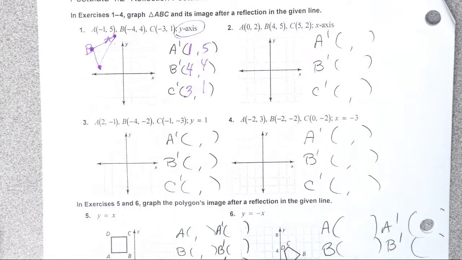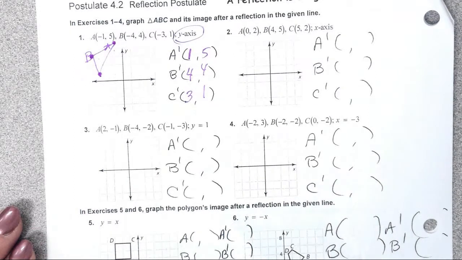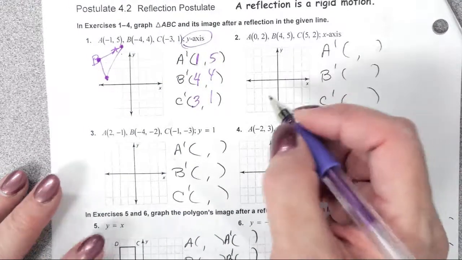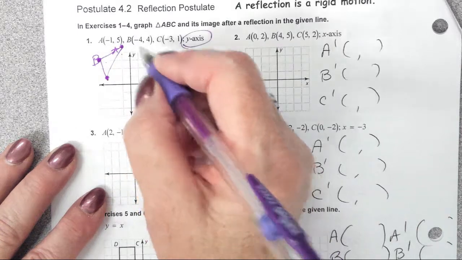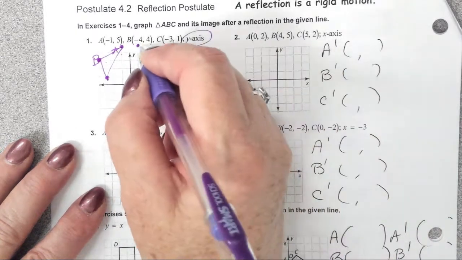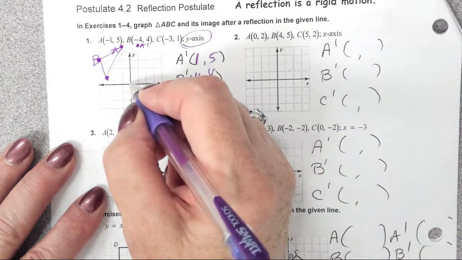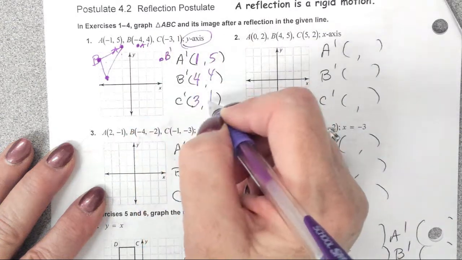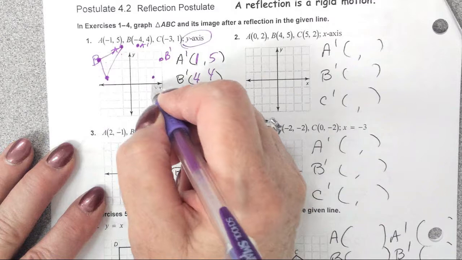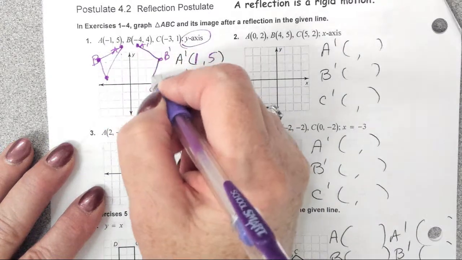Then if I graph my new ones, because really the graphing's getting to be kind of tedious, isn't it? And that's really not the ultimate purpose. It's good to see the reflections, but sometimes it's easier just to do the math. So 1, 5 would be there. That's my A prime. 4, 4 is my B prime. And 3, 1 is my C prime.